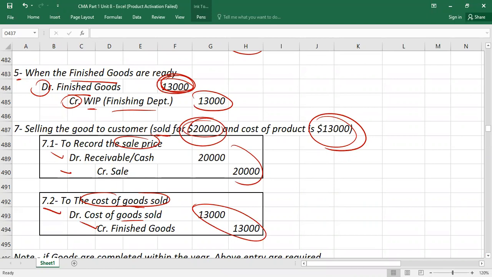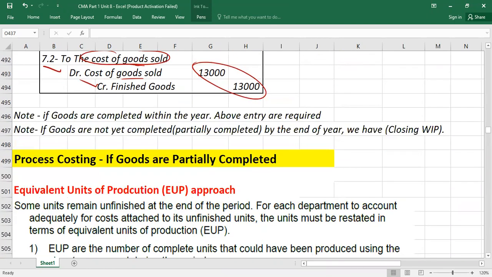So these are the entries for process costing. Now here we have two notes. Number one, if goods are completed within the year, for example, you started production of specific cars and it is completed, you don't have any closing work in process. All products are completed. Then process costing is very easy. How will you get the cost of the product? You will pick the last department's work in process account. In my example, the last department was what? Assembly or finishing? Finishing, the recent one. We'll take that work in process and check what is the total cost in that account.